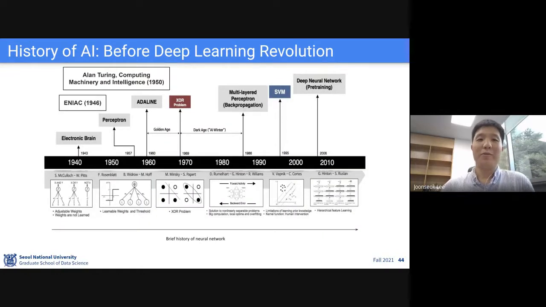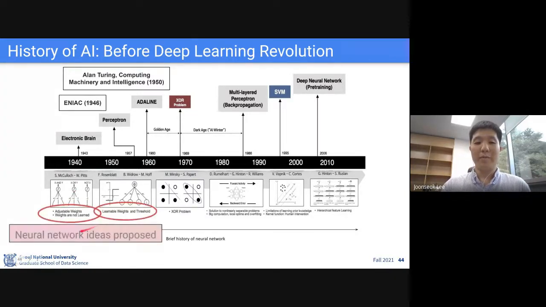So far, I just showed computer vision works before the deep learning era. But now let me tell you more about the history of AI. AI actually emerged in 1943. At that time, we had some idea about an electronic brain. How can you model the human brain in a computer system? And at that time, the neural network idea was proposed initially.